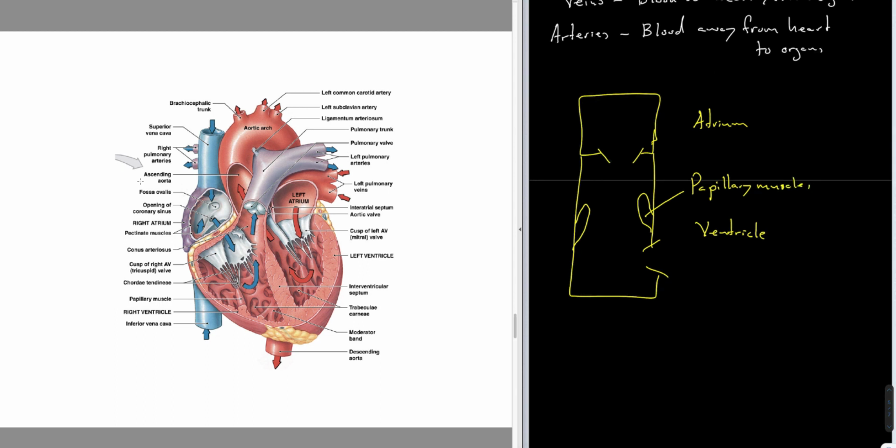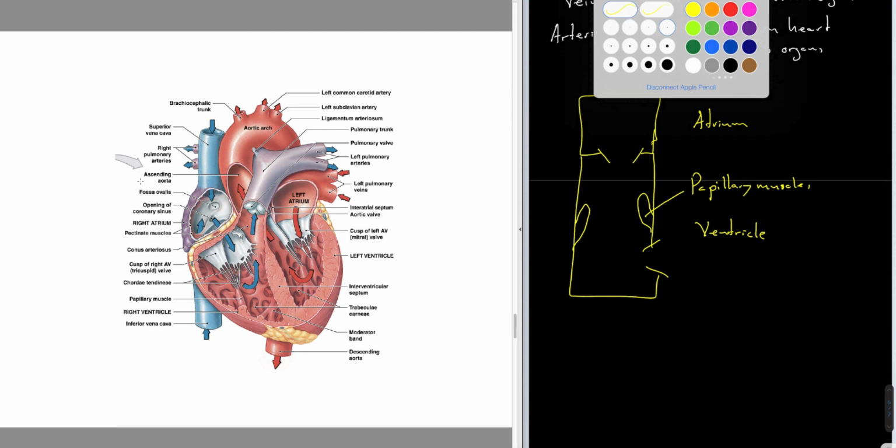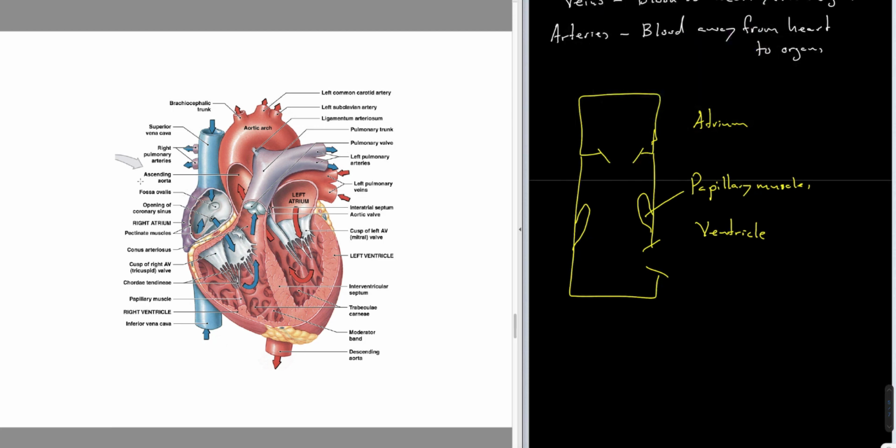Okay. Now, the valves that bring blood from atrium to ventricle are called the AV valves. And there are 2 of them. On the right-hand side is the tricuspid. On the left-hand side is the bicuspid. The bicuspid can also be referred to as the mitral valve.